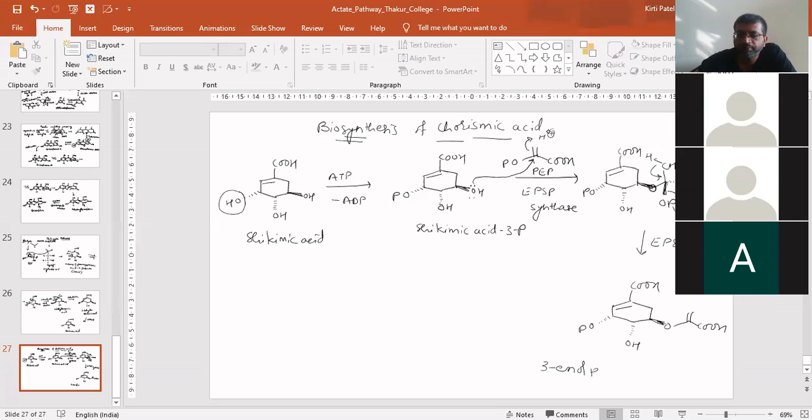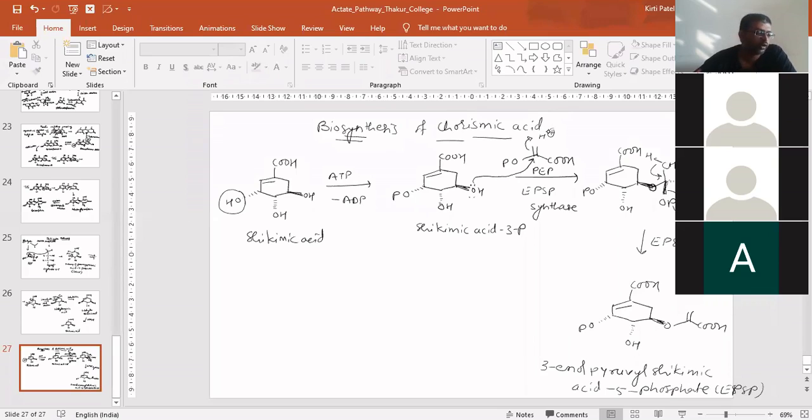3-enol pyruvyl shikimic acid 5-phosphate. That is EPSP. EPSP compound will be formed.